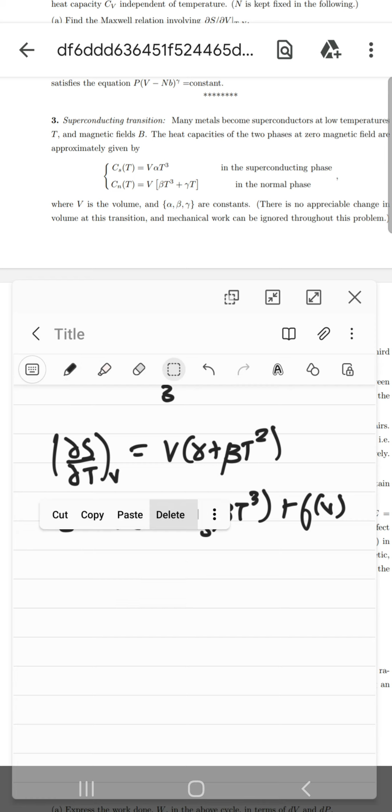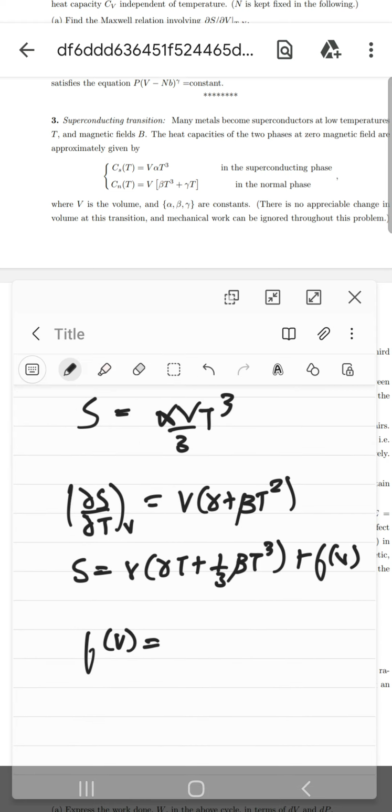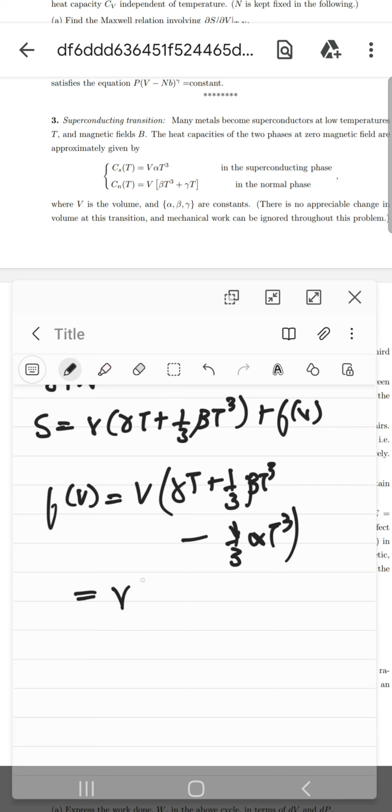Yeah, this is concerning actually. So what do you actually have? Just have f of v is, so just call this thing T critical. I don't know, just giving it some random name. So what do you have? Just have volume times this stuff. It's just gamma t plus 1/3 beta t cubed minus 1/3 alpha t cubed, right? Which is just volume times temperature critical, obviously.